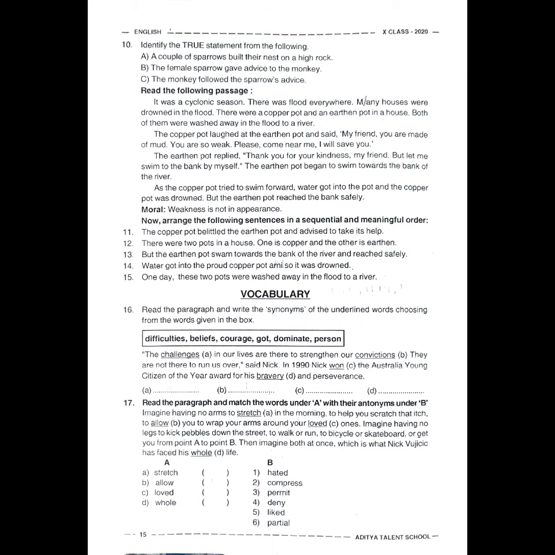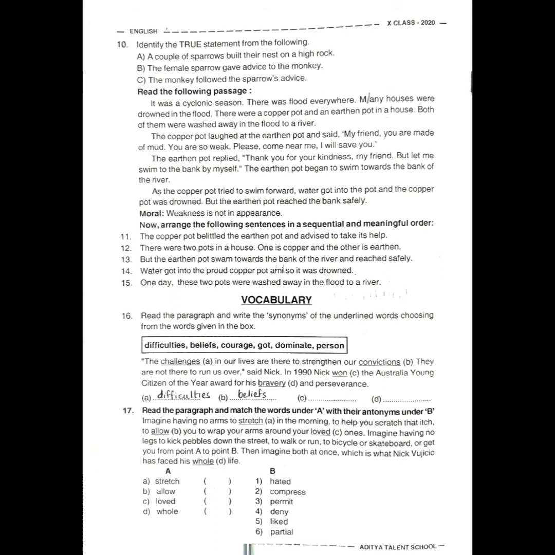16th question. Read the paragraph and write the synonyms of the underlined words, choosing from the words given in the box. So we can take the help of the box that is given over here. And let us read and find the synonyms of the underlined words. The challenges in our lives are there to strengthen our convictions. The first underlined word is challenges. Challenges means difficulties, and the synonym of challenges is difficulties. And then the second underlined word is convictions. The synonym of conviction is beliefs.